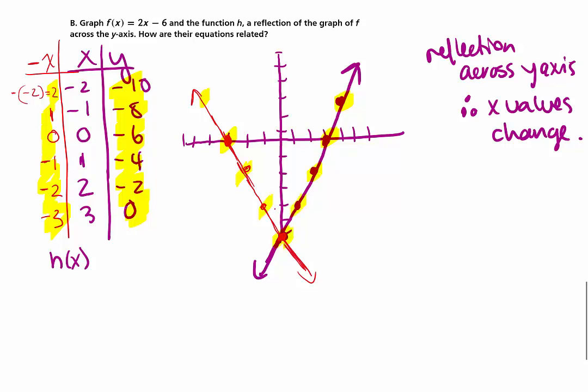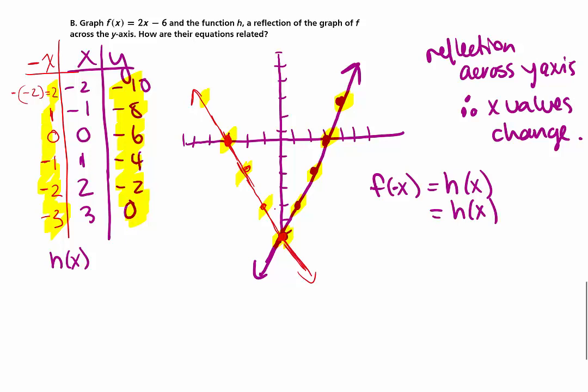Now, how does this actually impact our equation? Well, if you remember when we shifted right and left up above, that means we had to do something inside the parentheses. So the same goes here. So our f of x is going to become h of x by putting a negative inside of the parentheses. So anything that touches our x values goes inside of the parentheses.